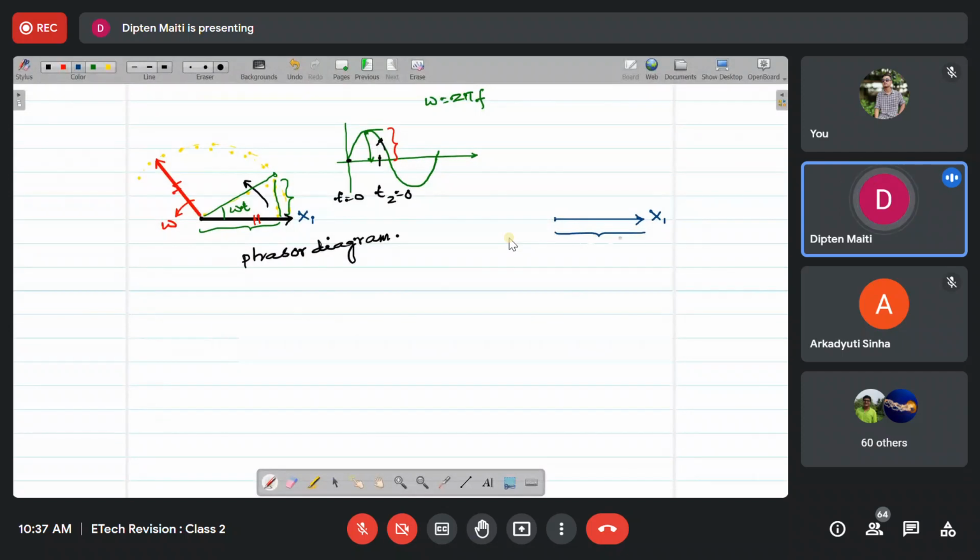Now, if you have any confusion up to that, we will discuss. Otherwise, I am going to discuss what the requirement is for drawing a line and considering that to represent a sinusoidal wave.